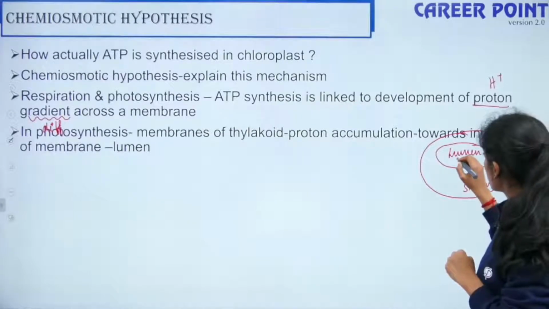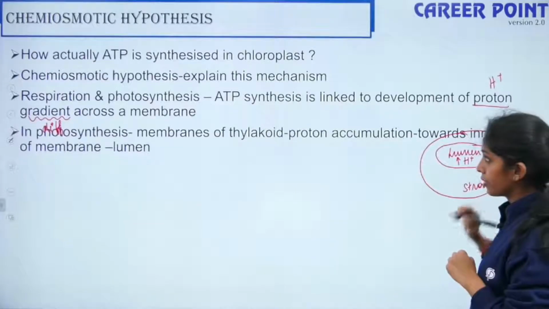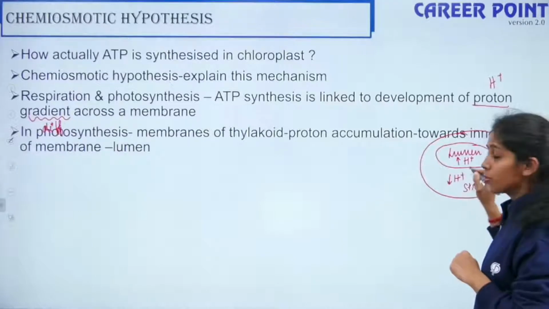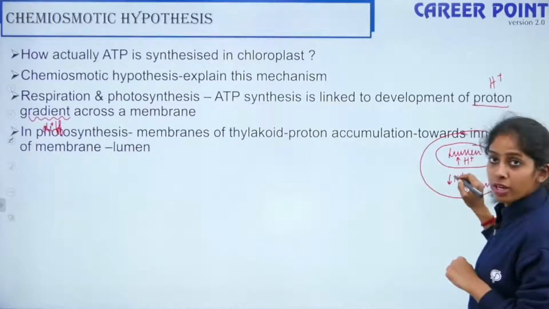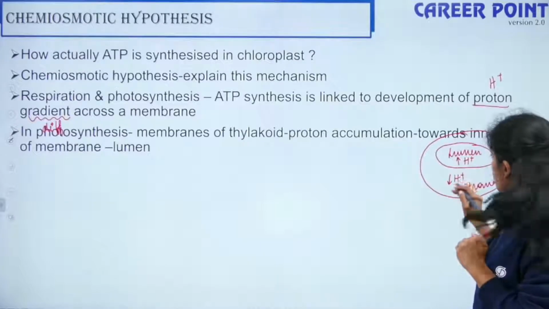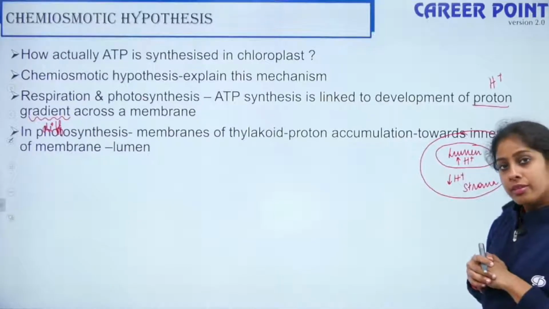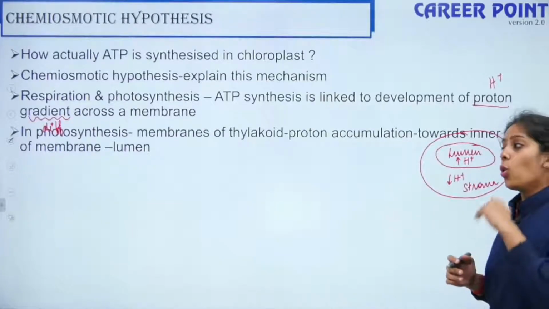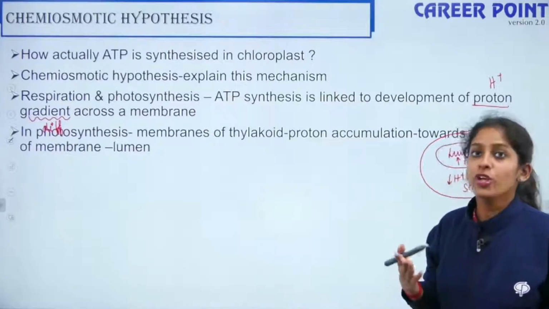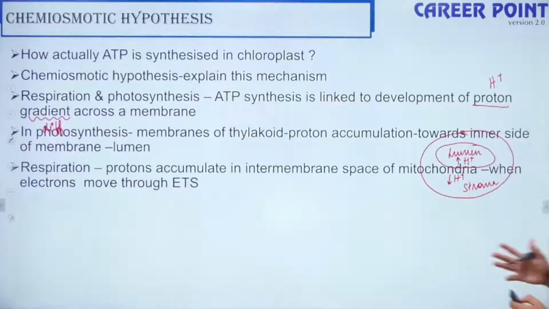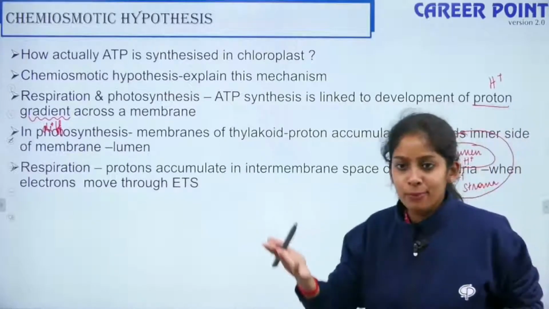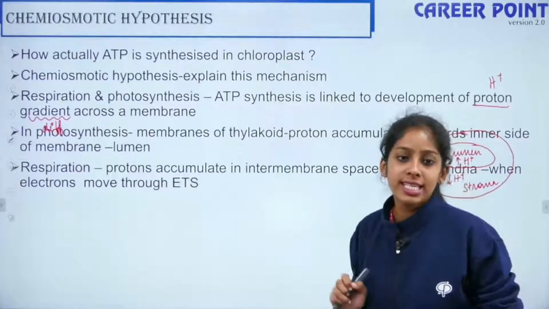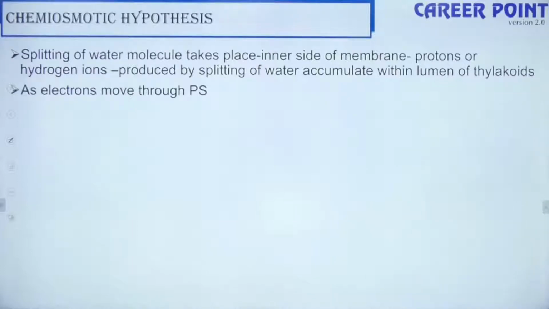The H plus concentration is more here and less here. So now there is a gradient. This difference in concentration will be broken, and when it is broken, it will give you your ATP molecules. We are going to see how it happens. Just as was reminded, in the ETC of respiration also we have a proton gradient. We will see that when we talk about respiration.